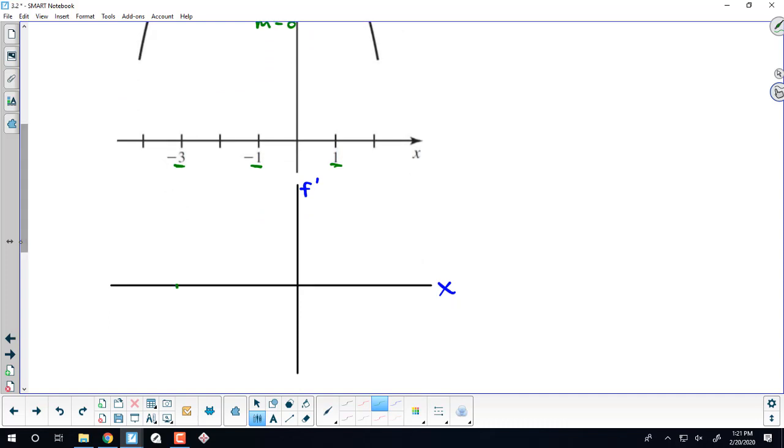Let's try to line this up the best I can. So at -3, the derivative, the slope of the tangent line, is 0. At -1, the slope of the tangent line is 0, and at +1, the slope of the tangent line is 0. Does that make sense? Do you have any questions?